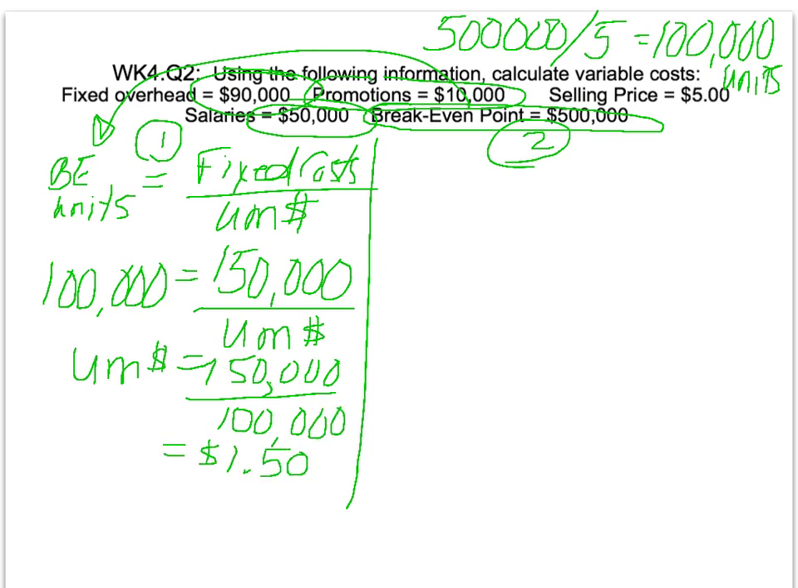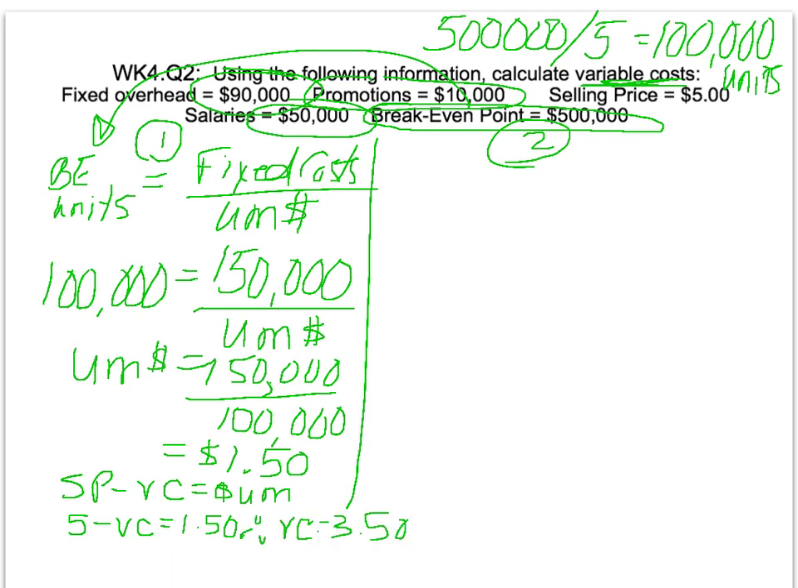Okay, now we're asked to solve for variable cost. Well, we know that selling price minus variable cost is equal to unit margin in dollars. Selling price in this case is 5 minus variable cost equals the unit margin of $1.50. Therefore, variable costs have to be $3.50. Okay? So that's method number 1.